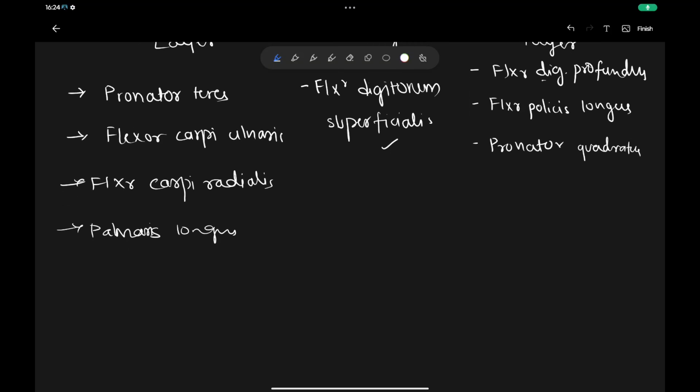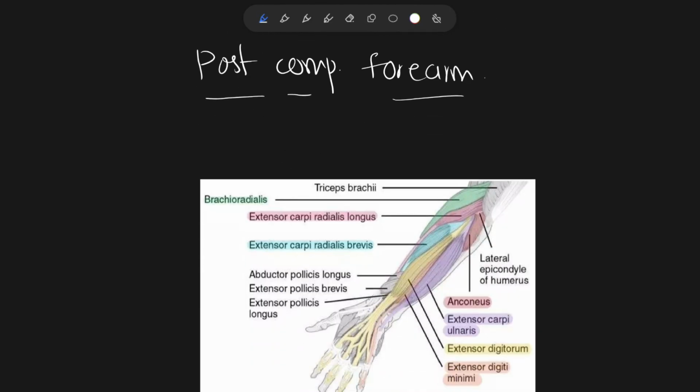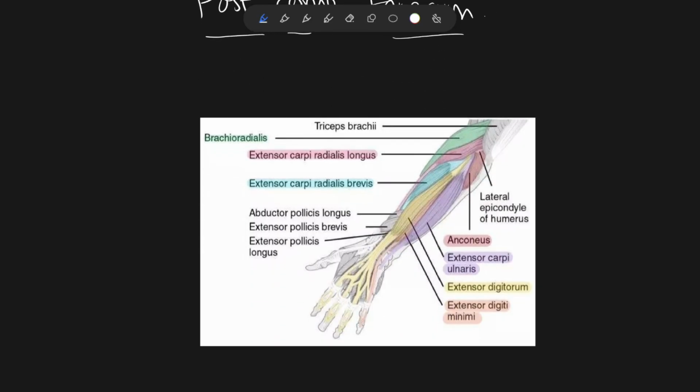Okay, but I didn't mention one muscle over here. It's brachioradialis. Why? Because I said your brachioradialis muscle is present anterolateral in the arm, but it is supplied by the radial nerve. Any muscle which is innervated by the radial nerve belongs to the posterior compartment. So in the posterior compartment, we have the superficial muscles.